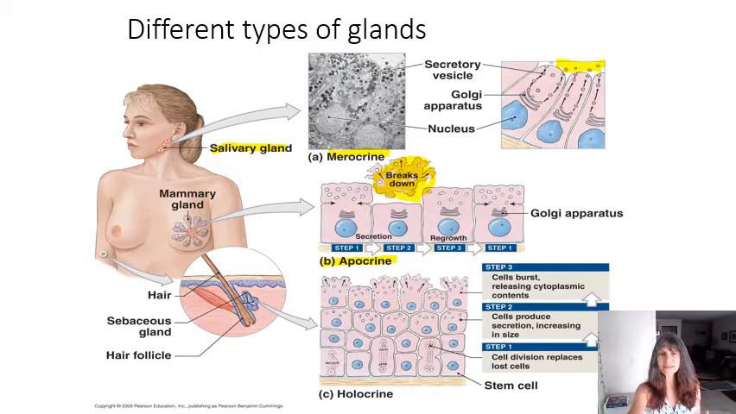Finally, we have an example of a sebaceous gland. The sebaceous glands in our skin are associated with hair follicles, and they produce an oily substance that we call sebum. When sebaceous glands release the sebum, the entire cell is going to break and burst apart and be released with the sebum, and those are referred to as holocrine glands. The whole thing goes.